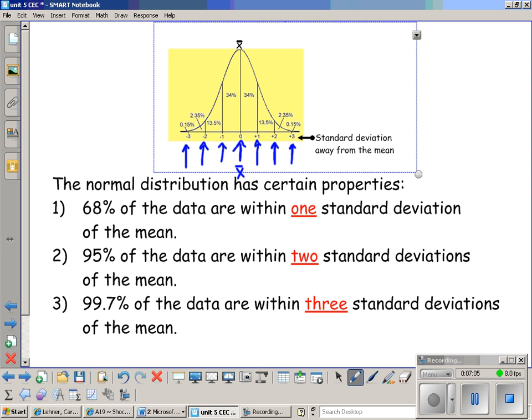So 68% of the data, 34 plus 34, is within one standard deviation of the mean. 95% of the data are within 2 standard deviations. So if we were to add up this, and this, it would add up to 95%. 99.7% of your data are within 3 standard deviations. You will always have outliers, which is why we have the 0.15 on each end. They are the ones that will lie outside of 3 standard deviations.